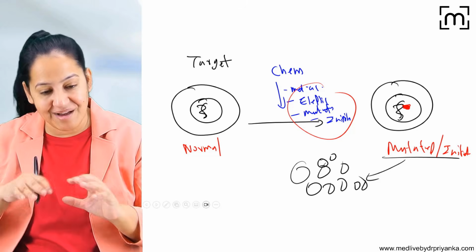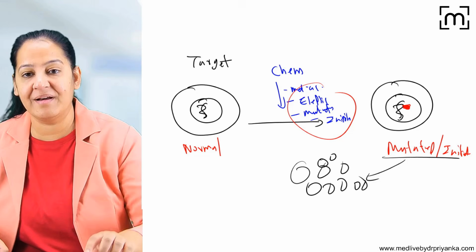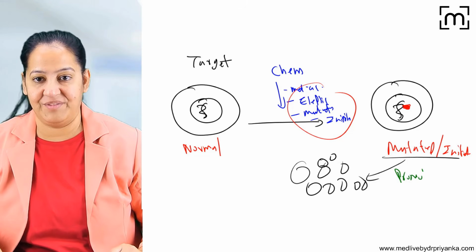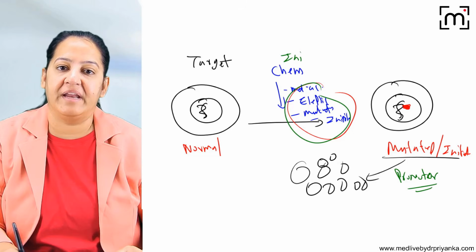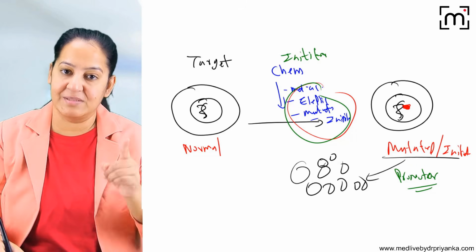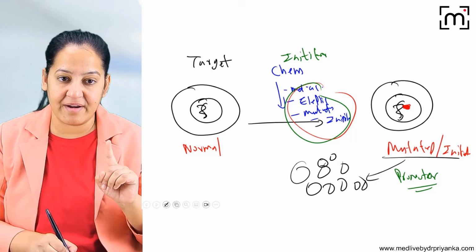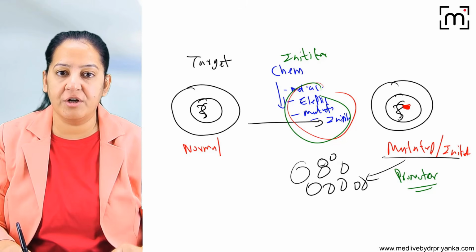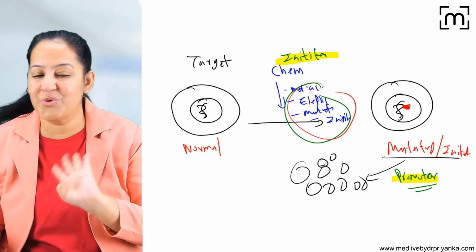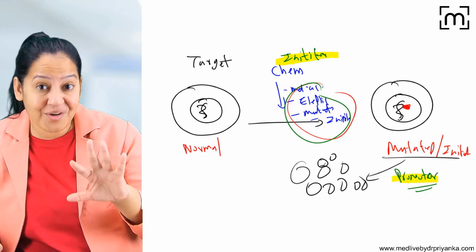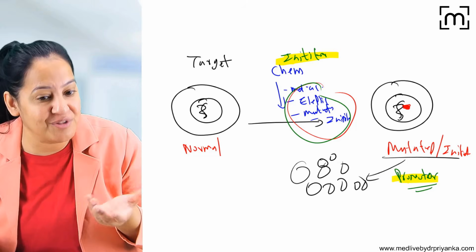So for this, another chemical is required. The other chemical is known as promoter. This chemical was the initiator, and this chemical is known as promoter. So first we require an initiator. What does the initiator do? The initiator causes the mutation. What does the promoter do? The promoter does not cause the mutation. The promoter causes the proliferation of the mutated cell.